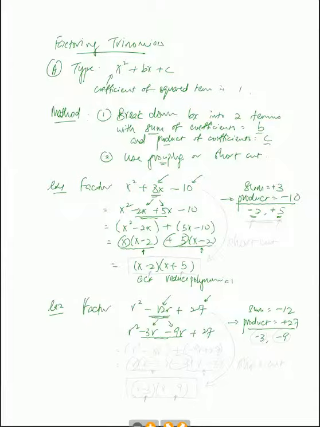Now that we have four terms, we can apply grouping, which says that you start two parentheses with a plus. R squared minus 3r goes into the first one. Negative 9r plus 27 goes into the second one. In the first parentheses, you notice r is common, so I took out the r, leaving me with r minus 3.